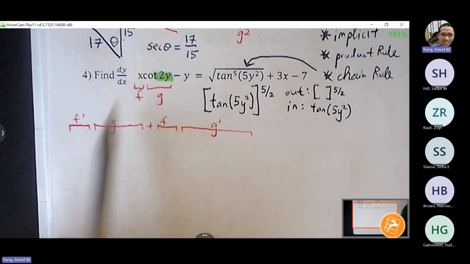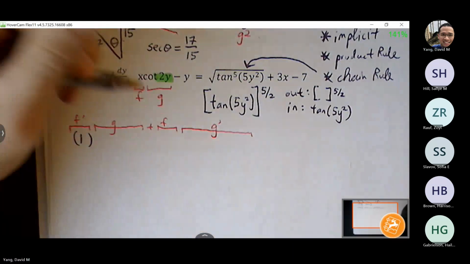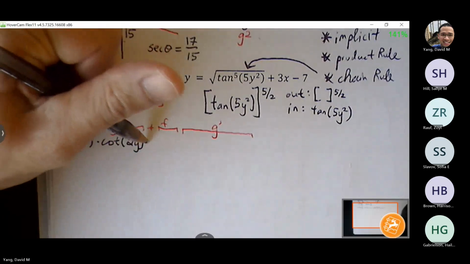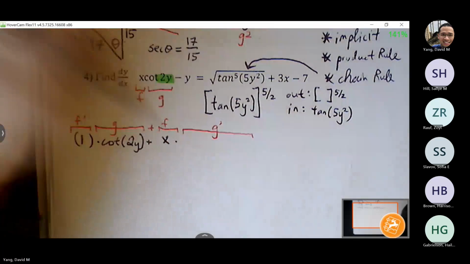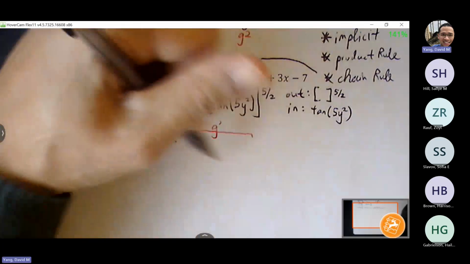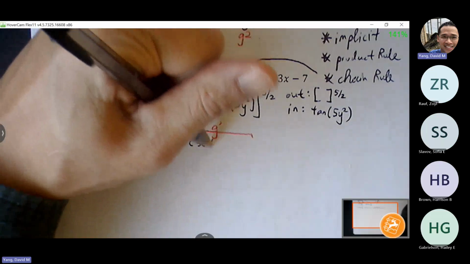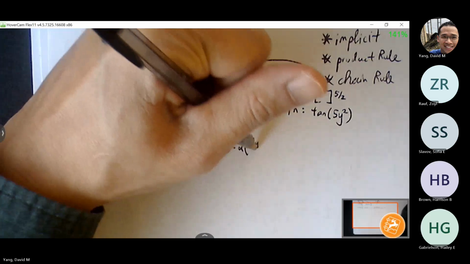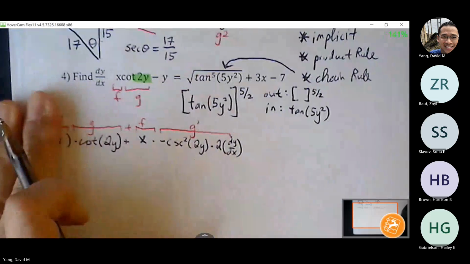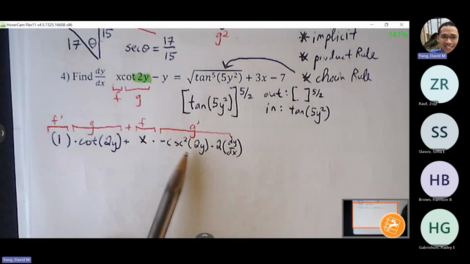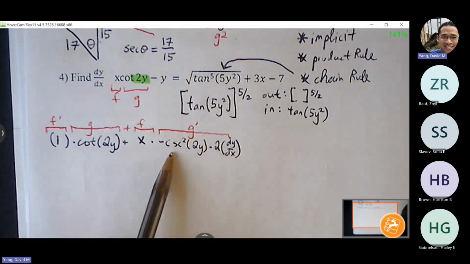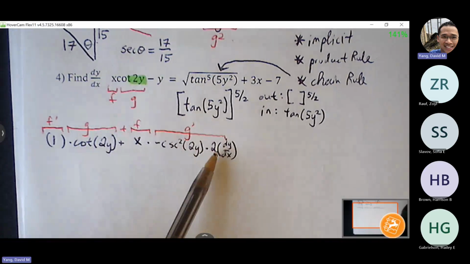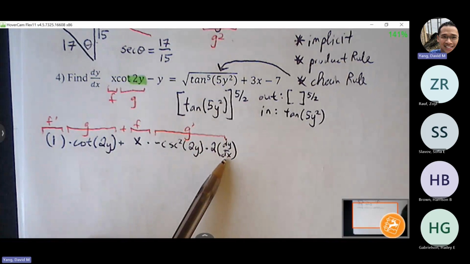Okay, x becomes 1. G function. Back to f. G prime. Cotangent of u becomes negative cosecant squared of u times u prime. Okay, let me make sure that this makes sense here. Cotangent of 2y becomes negative cosecant squared of 2y times 2y's derivative. 2y's derivative is 2. We're asking for y's derivative, so we need to include the dy dx.